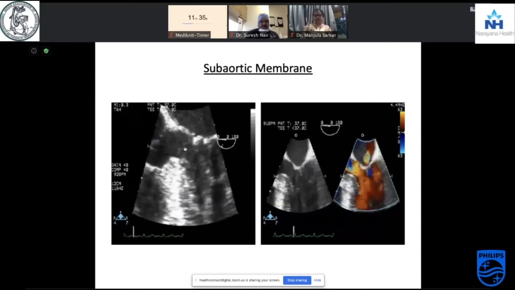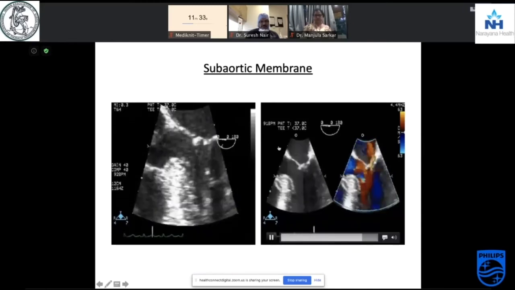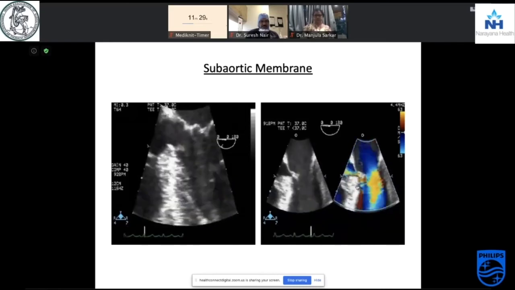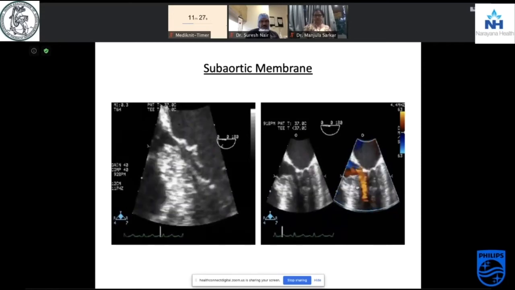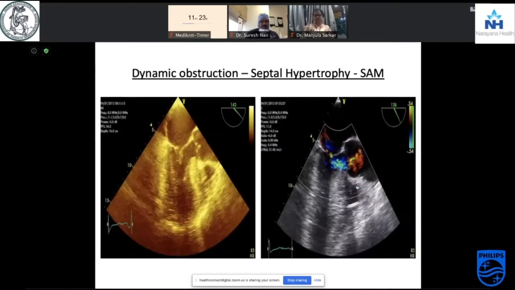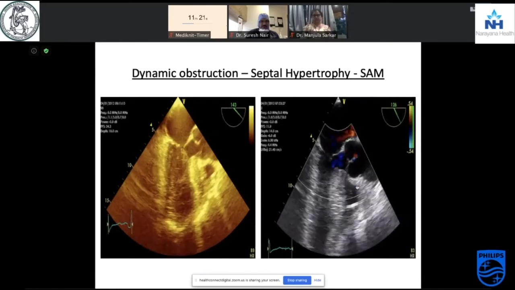To know whether it is causing obstruction or not, just place color flow Doppler on that. Once you see the turbulence below the level of the aortic valve leaflet, then you can surely say it is because of subaortic stenosis. Here we have one of the examples for dynamic obstruction.